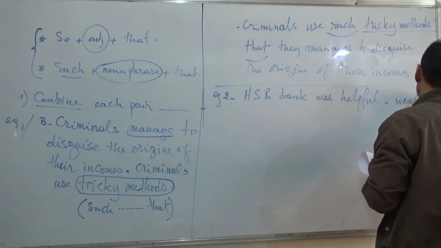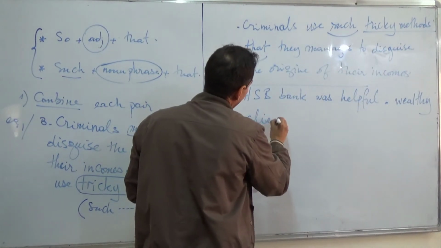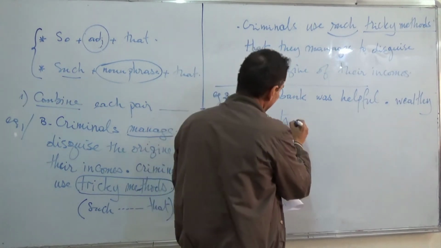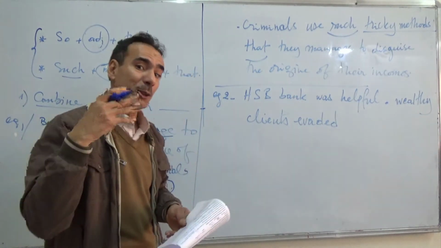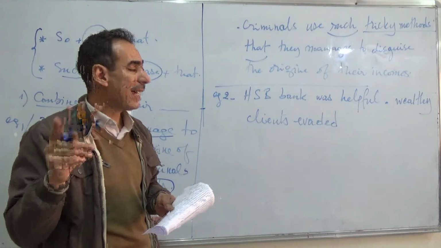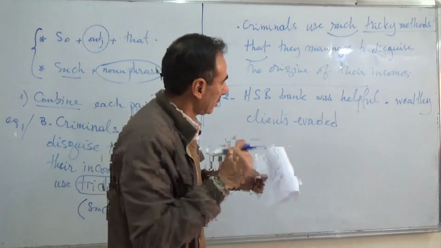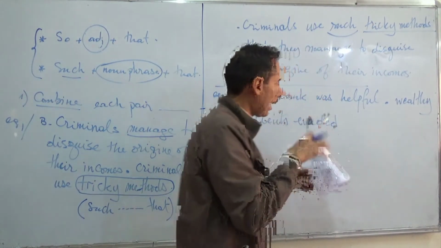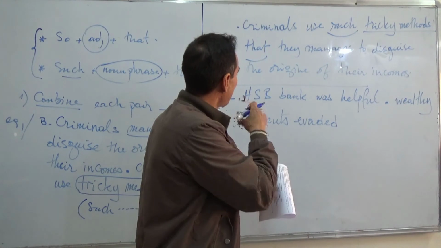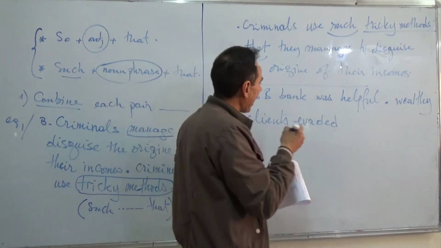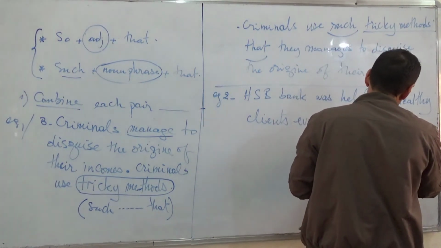Wealthy clients of this bank, wealthy clients evaded, and I think you have already seen this verb, evaded. To remind you, recall tax evasion. Evade is the verb, evasion. Now, clients evaded means they didn't pay their taxes. HSB Bank was helpful. Wealthy clients evaded their due taxes.